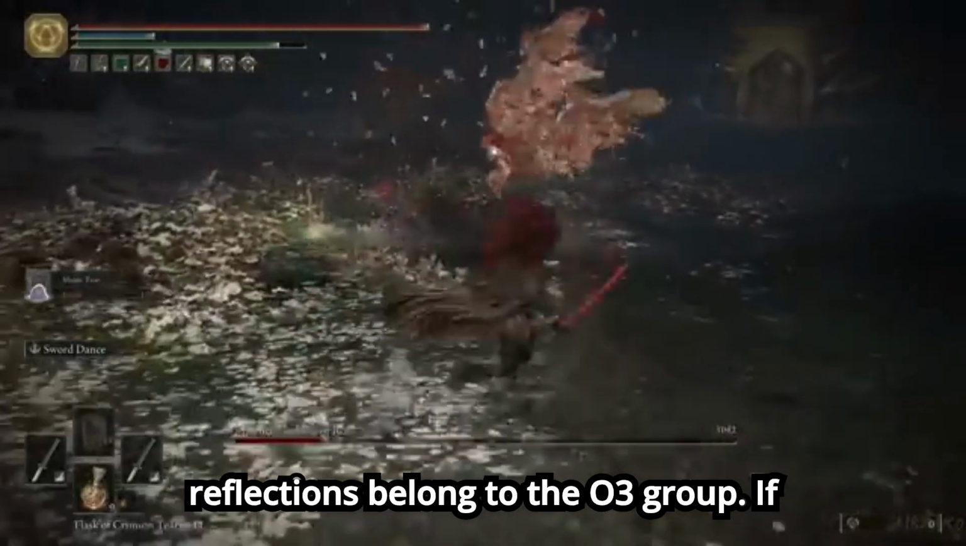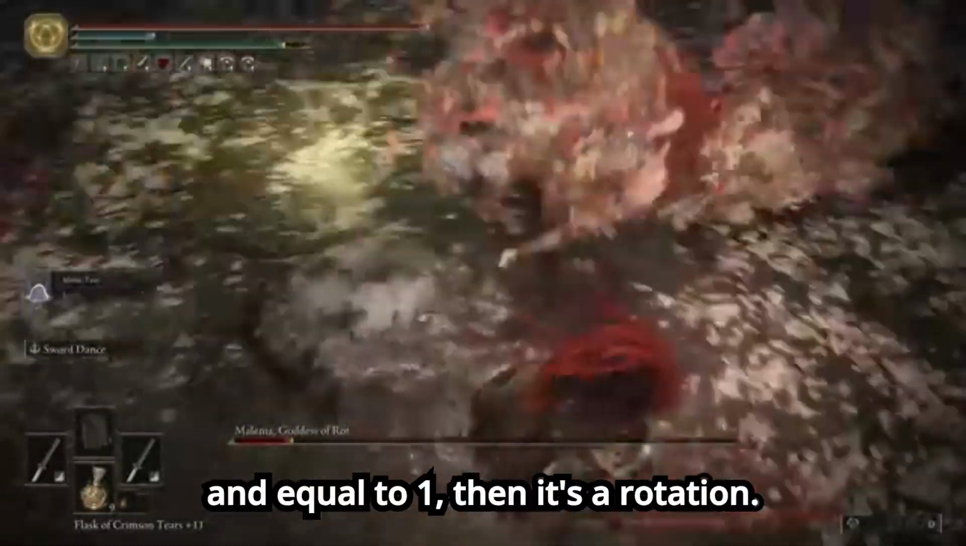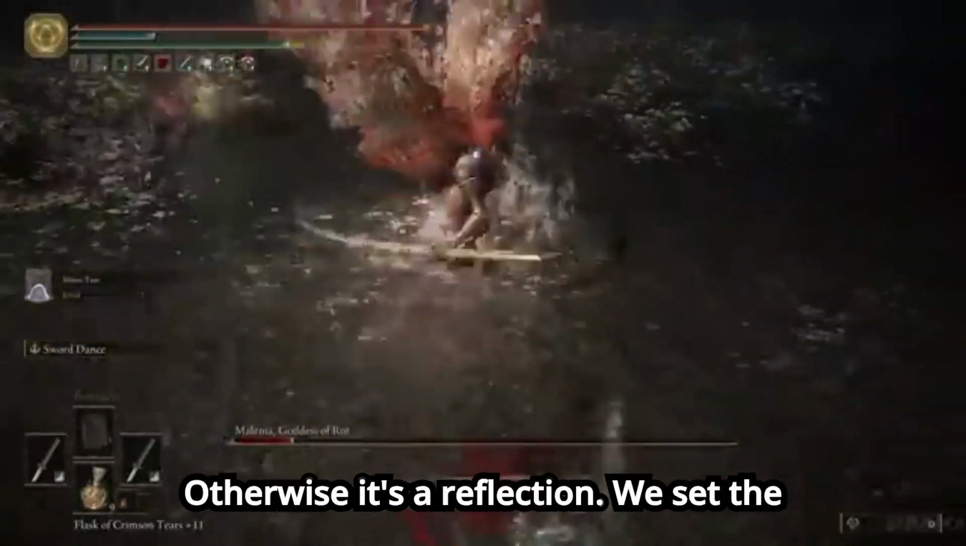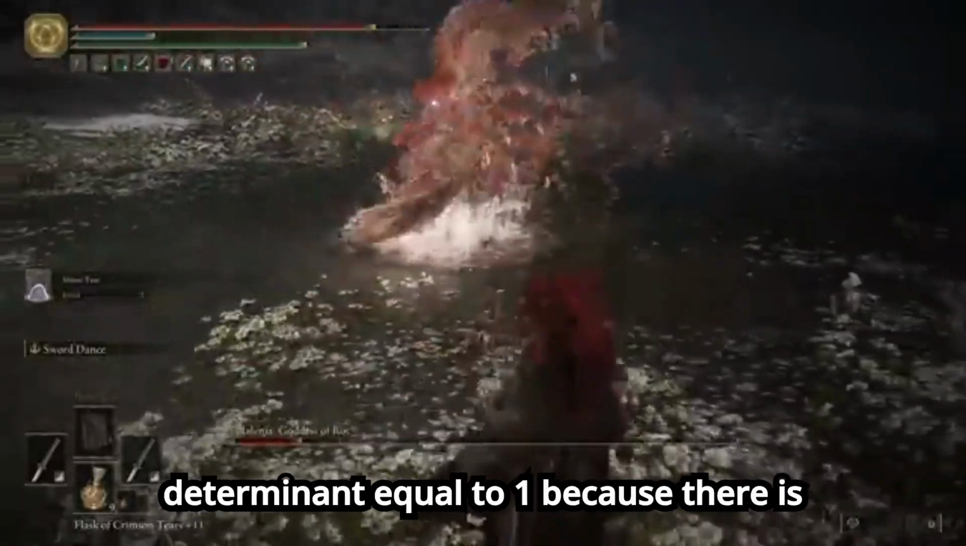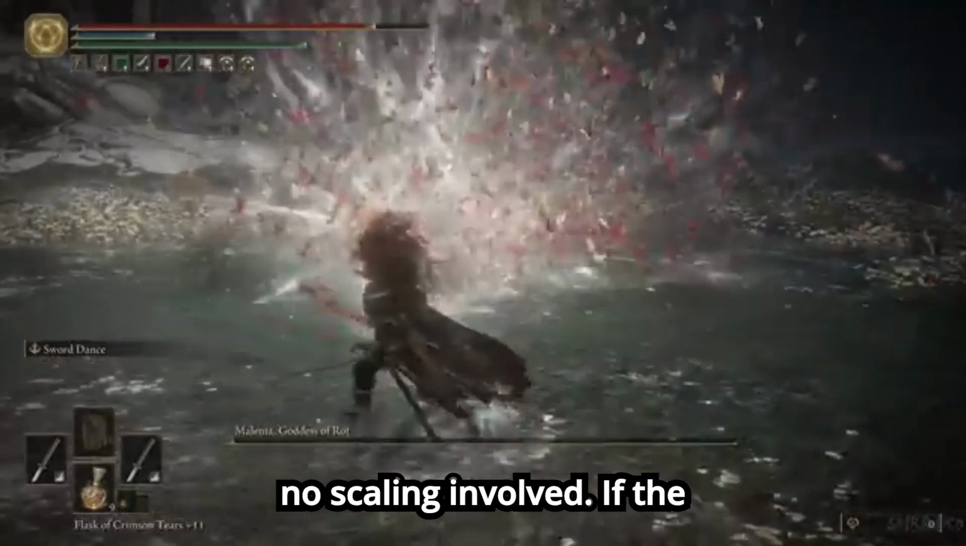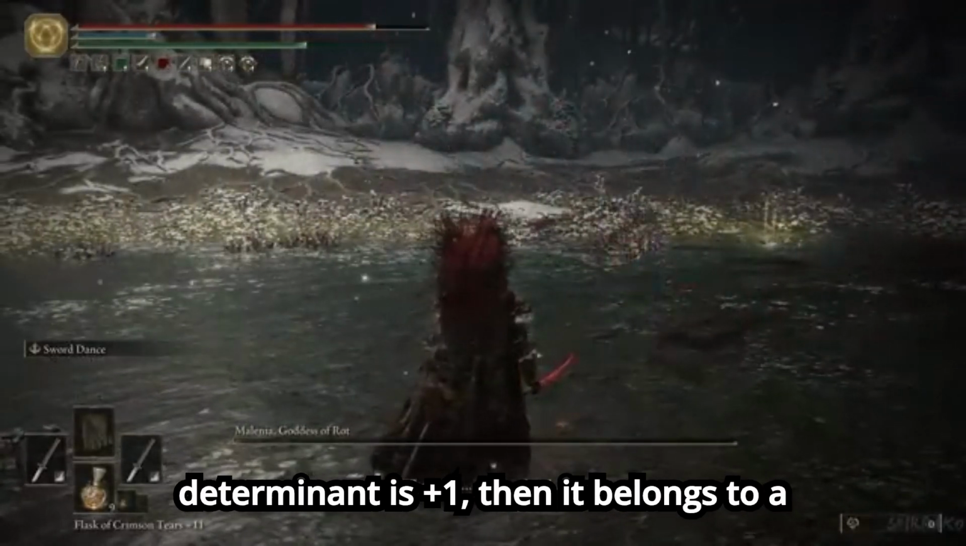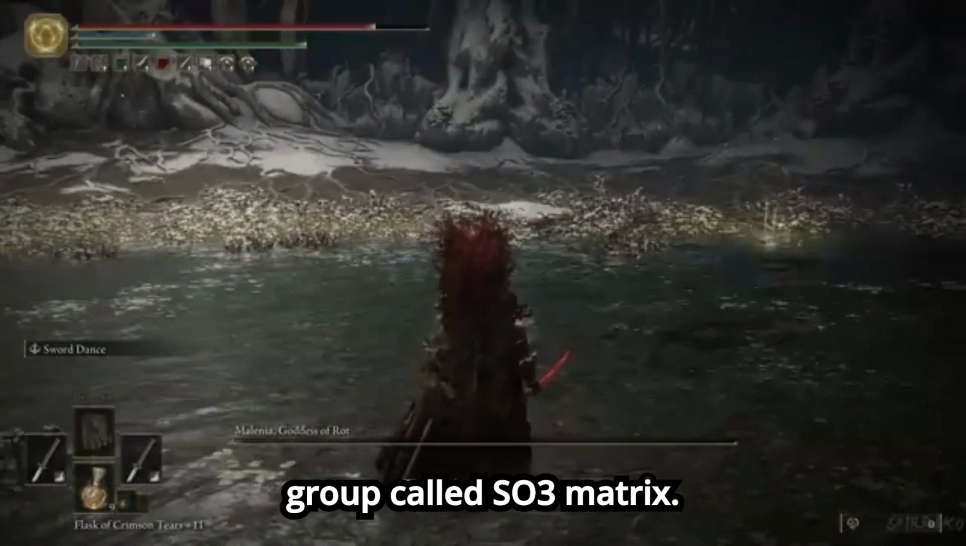Any matrix that transforms a 3D real vector without scaling it is called an O3 matrix. Note that both rotations and reflections belong to the O3 group. If the determinant of the matrix is positive and equal to 1, then it's a rotation. Otherwise, it's a reflection. We set the determinant equal to 1 because there is no scaling involved. If the matrix does not scale a vector and the determinant is positive 1, then it belongs to a group called SO3 matrix.